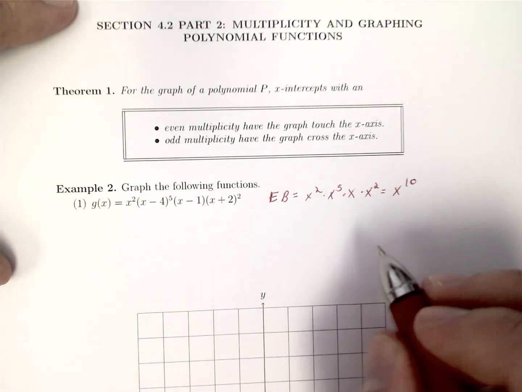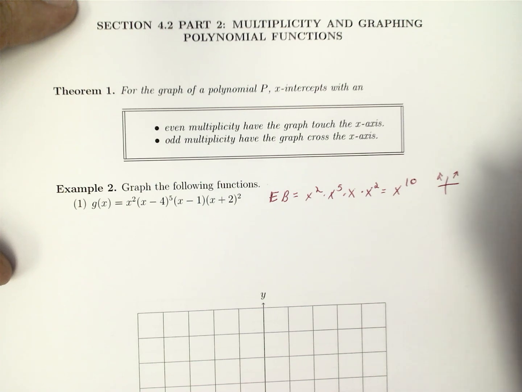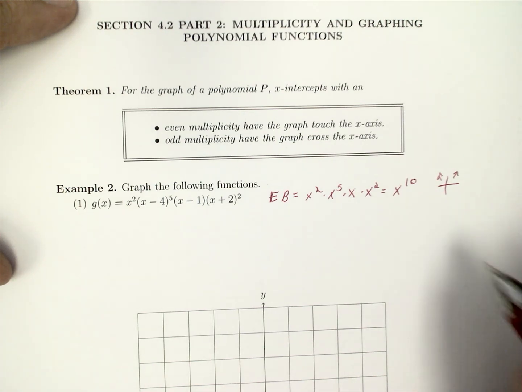Now we look at what the graph looks like. The 10th means it's even, and they're both pointing up for our leading term.